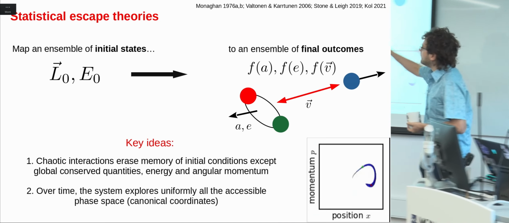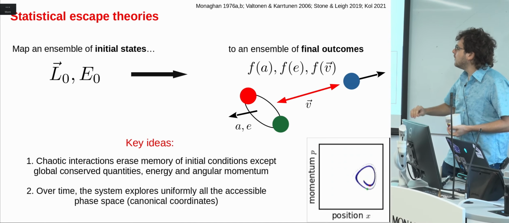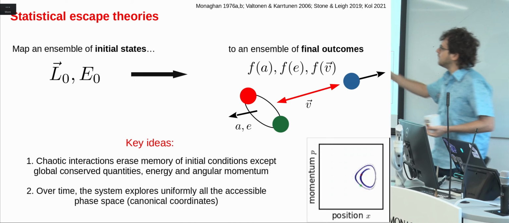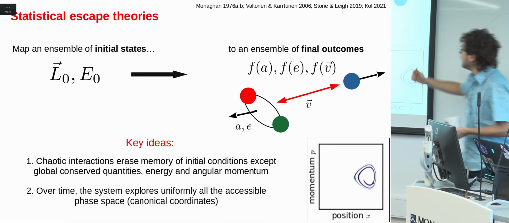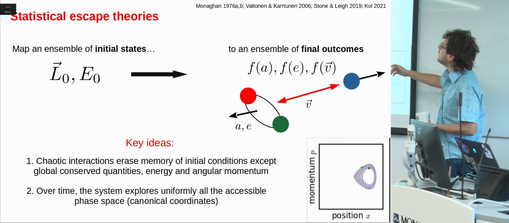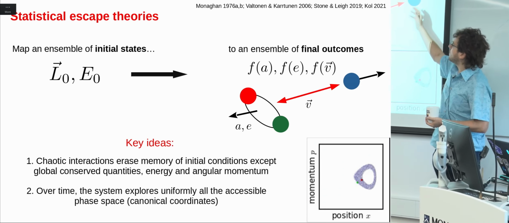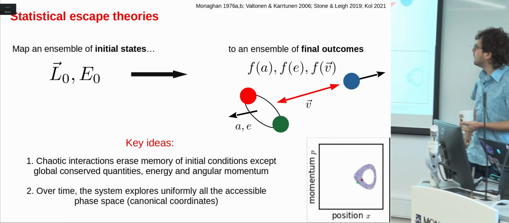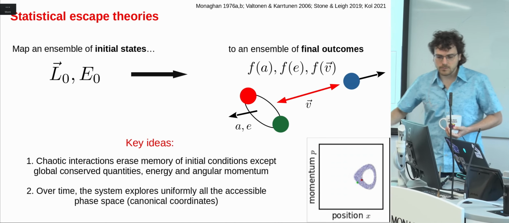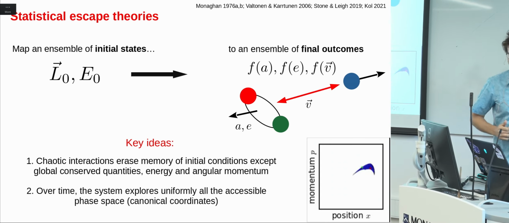And the idea is to map an ensemble of initial states, which means only the global conserved quantities, so angular momentum and energy, to an ensemble of final states. Final states, as I told you, are, say, the major axis and eccentricity of the binary, the escape velocity between the binary and the single, for example, maybe the orientation, if there is a preferential direction, which is given by the total angular momentum, and so on.